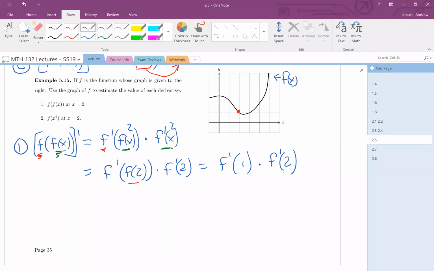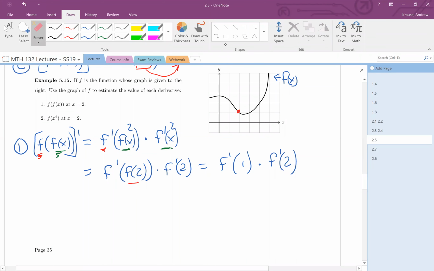So how are we going to do this? This is actually an estimation problem. We're not going to be able to calculate this exactly. So given a graph, what is f prime on the graph? It's the slope of the tangent line, right?